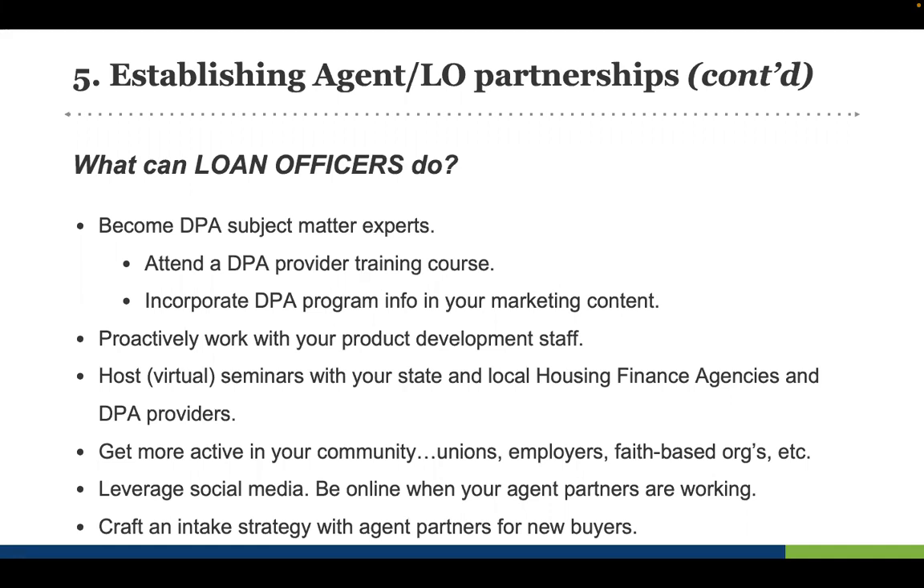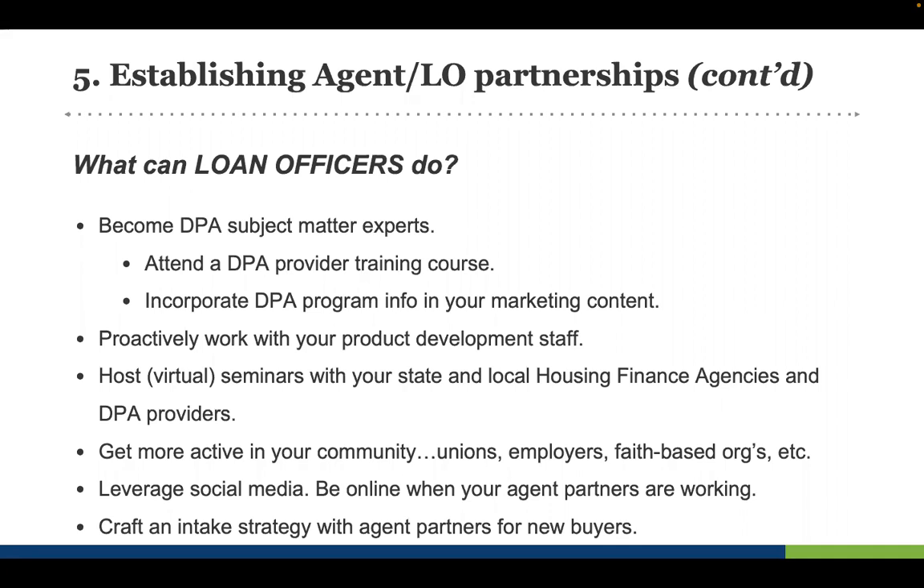Loan officers, work with your product development teams. Ask them which programs they have already approved. We work with your product development teams. They have tools they can license from us to explore anything and everything out there in terms of down payment assistance and homebuyer programs. But work with that team.